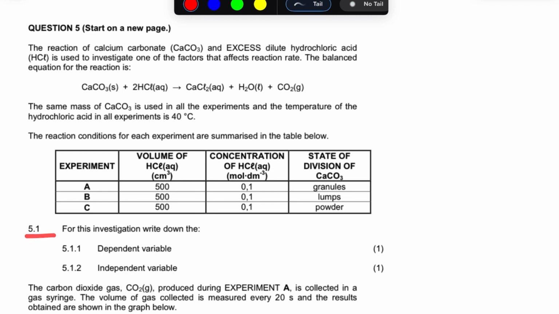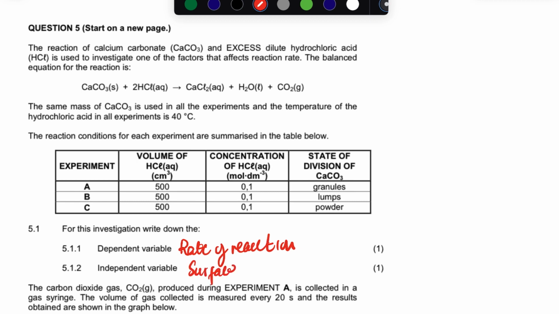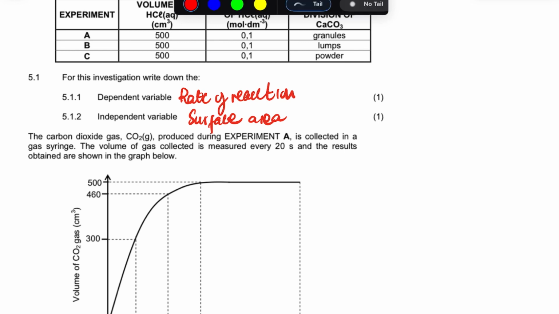Now 5.1 says, for this investigation write down the dependent variable. The dependent variable here is the rate of reaction. Always, the rate of reaction is the dependent variable. The independent variable is what has been altered, what has been changed here, which is the surface area or the state of division, right?